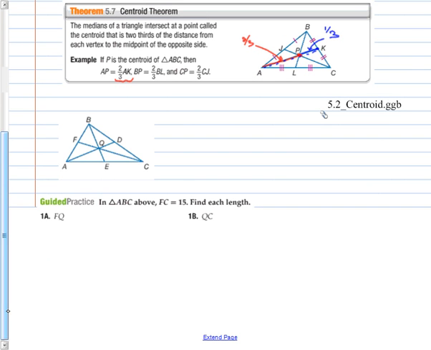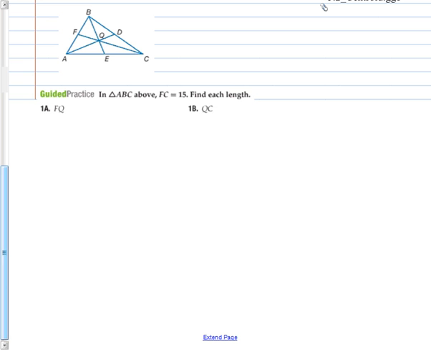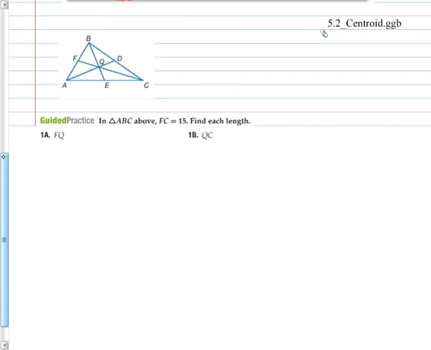So right down here, in triangle ABC above, they say FC equals 15. Now, this is a centroid. They didn't say it anywhere right here, but this is a centroid right here. FC is 15. So this whole length, 15. Find each length, F to Q. How will I get the length F to Q? What do I do? Tell me how I get it, not the answer.